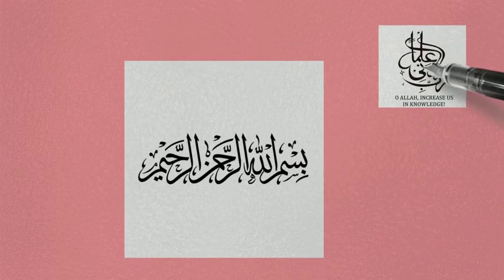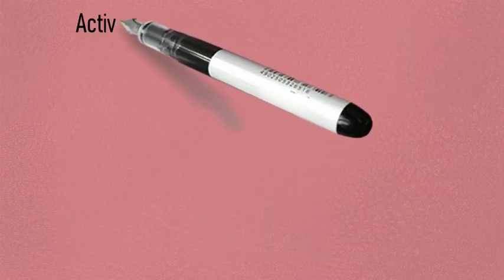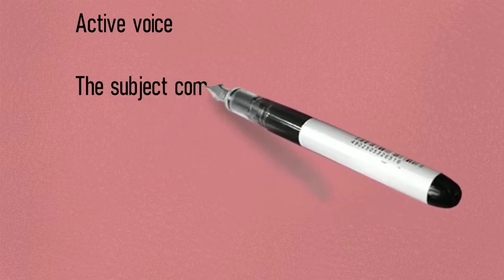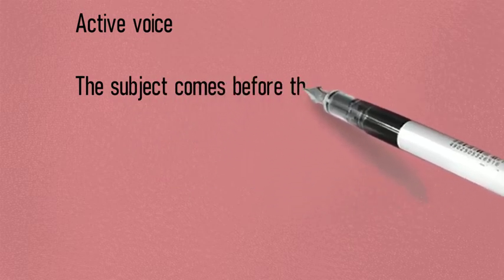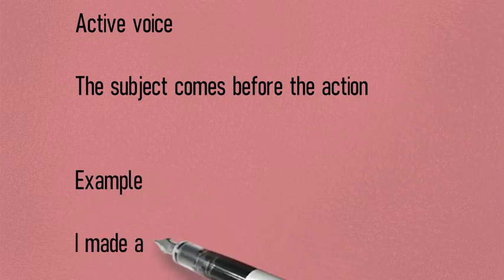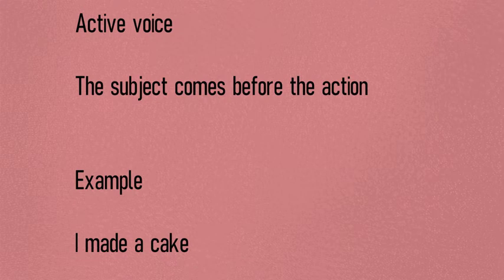So starting with active voice. What is active voice? Well, when the actor or the subject comes before the action, that sentence is an active voice sentence. So let me give you an example. I made a cake. So you can see in this sentence, I is a subject and made is a verb, or we can say an action. So the subject comes before the action. So this is an active voice sentence.